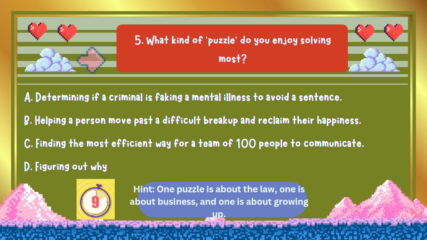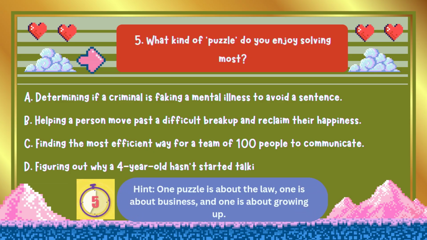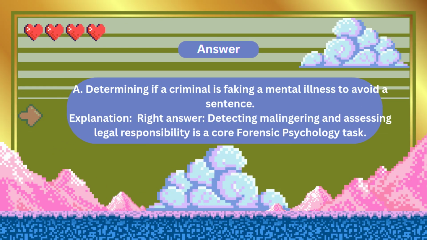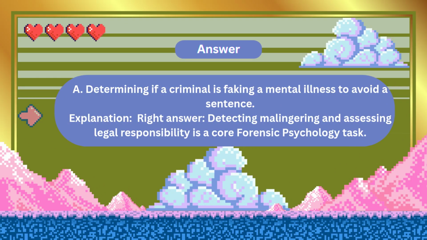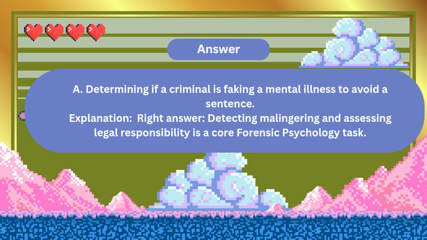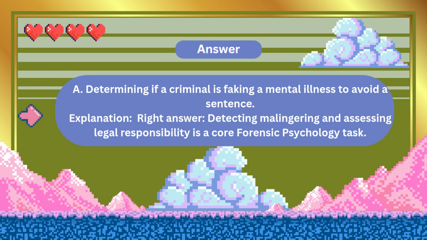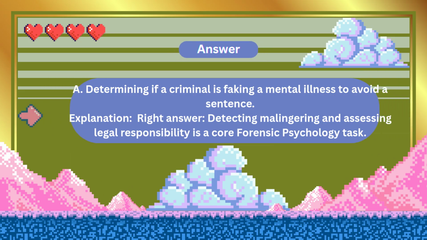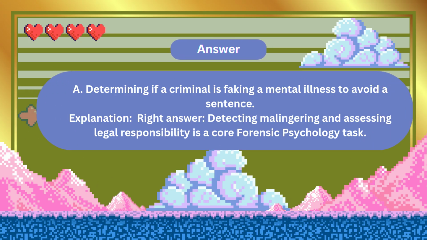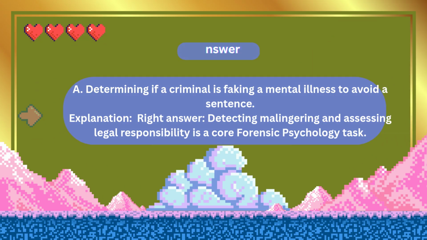Hint. One puzzle is about the law, one is about business, and one is about growing up. Answer. A. Determining if a criminal is faking a mental illness to avoid a sentence. Right answer. Detecting malingering and assessing legal responsibility is a core forensic psychology task.